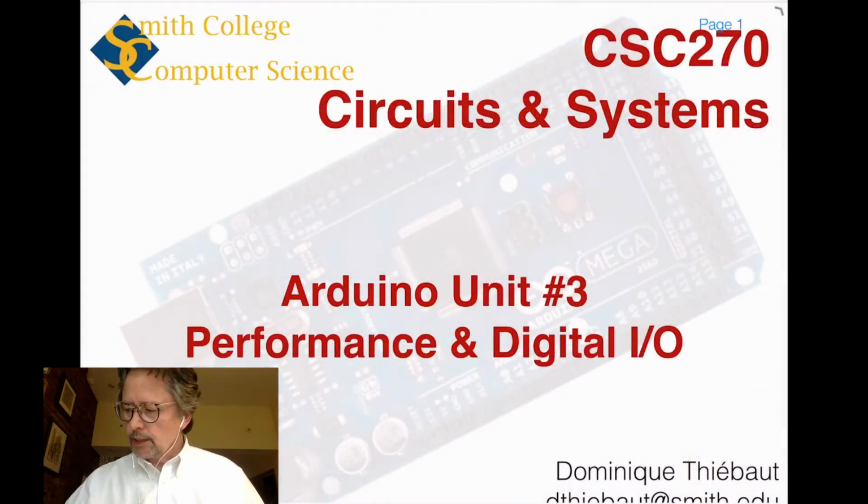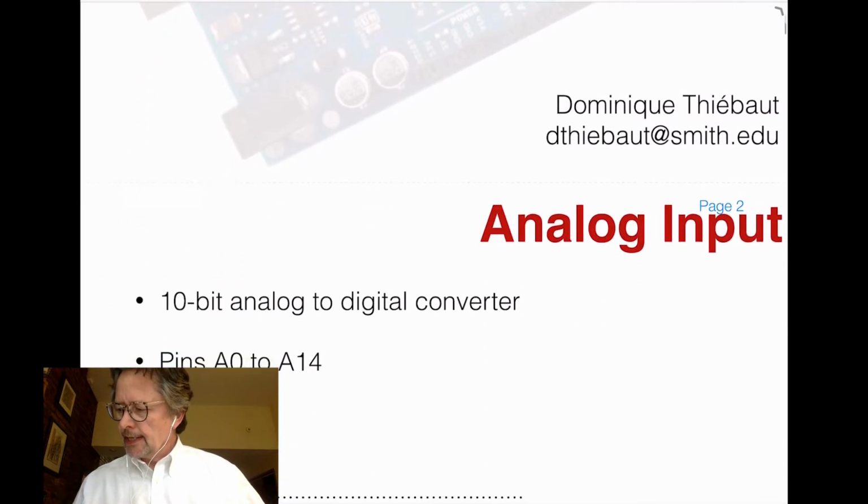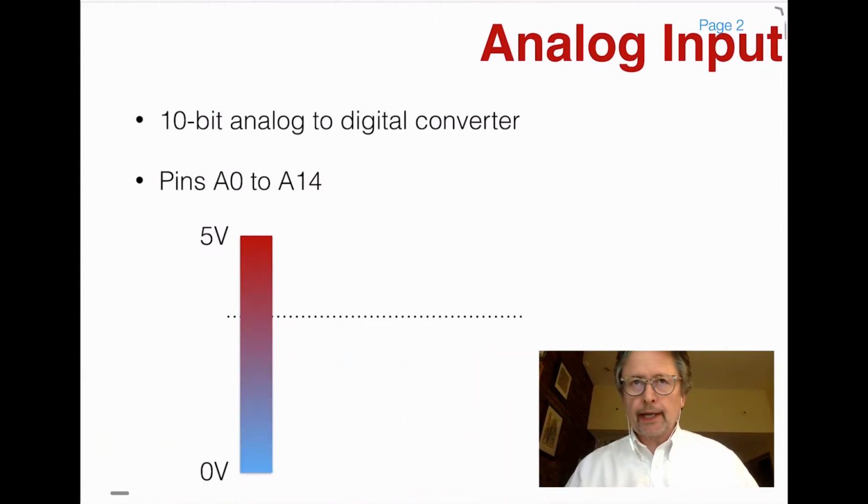Okay, this is Unit 3 of CSC270. And in this unit, we're going to look at analog signals. Analog signals are the voltages that are not discrete. They're not either 0 or 5 volts, but they can be anything in between.